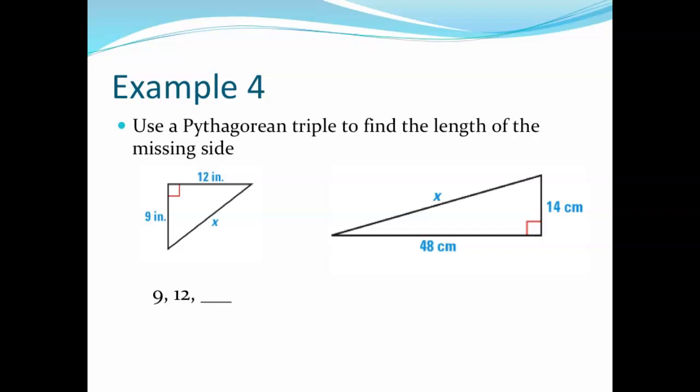So it looks like here that both 9 and 12, as the legs, are just multiples of the 3, 4, 5 triangle. You just multiply by 3. Which means if we multiply 3 times 3 is 9, 4 times 3 is 12, that means 5 times 3 is 15. So the hypotenuse here is 15.